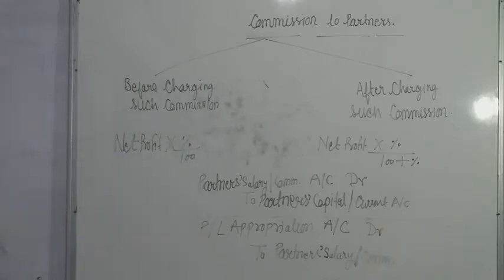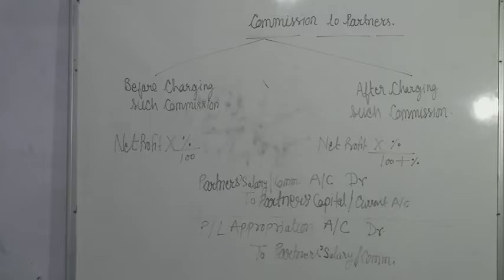And if in the question it is given to allow commission to the partner after charging such commission, then you have to apply this formula: net profit into percentage upon 100 plus percentage. This method is used to determine commission to the partners in case of after charging such commission, and the other method is used in case of before charging such commission. After finding the amount, you use these entries, and by using these entries you can record salary or commission to the partners.